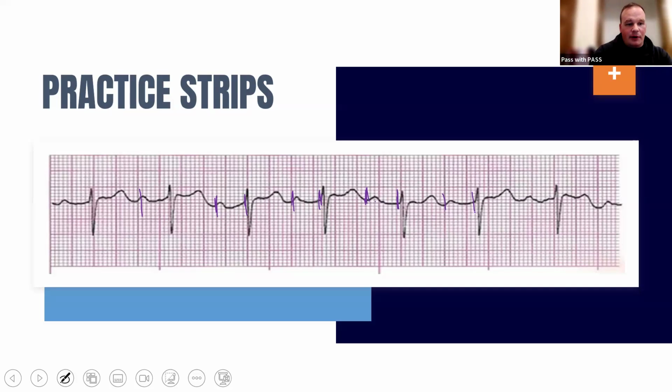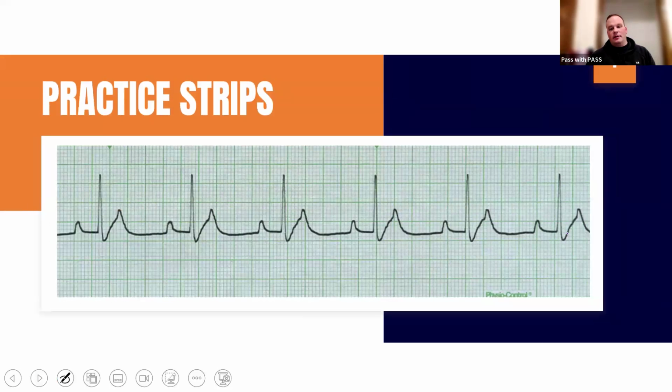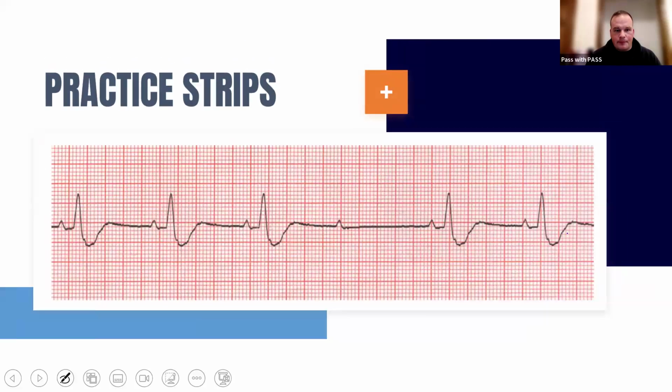Okay. Now, what would you call that? 1, 2, 3, 4, 5, 6, 7. That is a normal sinus rhythm with a first degree AV block. That is how we accurately interpret that rhythm. All right, next. Actually, I'm going to screw you guys up. I'm going to skip that one. Let's look at this one.